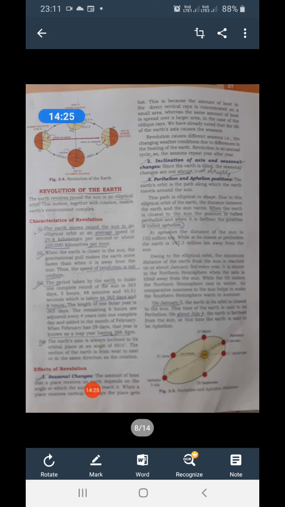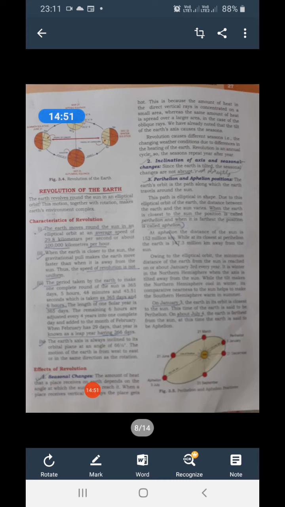Now let's study what are the characteristics of revolution. The earth moves around the sun in an elliptic orbit at an average speed of 29.8 kilometers per second or about 100,000 kilometers per hour. Then they've said, the last line, the speed of revolution is not uniform. No need to learn anything, only this line.